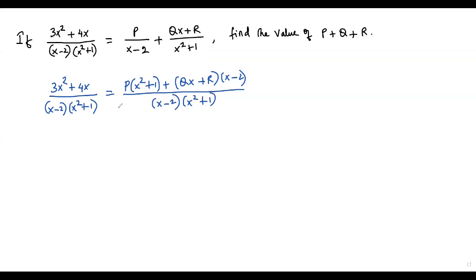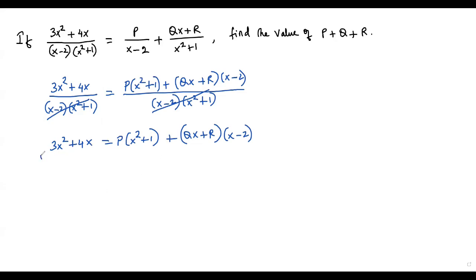Here we have a fraction on the left side and a fraction on the right side, and both fractions have the same denominator, (x - 2) times (x squared + 1). If I multiply both sides of this equation by (x - 2) times (x squared + 1), these will cancel out. So then I have 3x squared + 4x equals p times (x squared + 1) + (qx + r) times (x - 2). Now I have to plug in some values for x to find the unknown constants p, q, r.